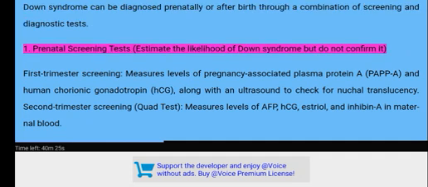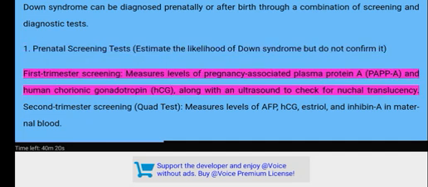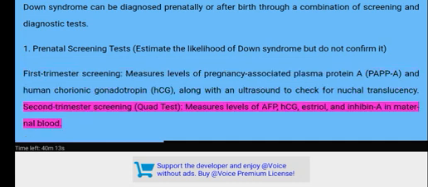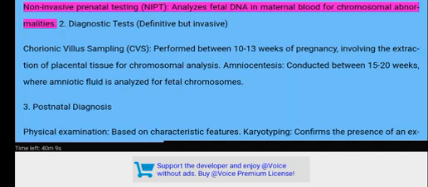1. Prenatal screening tests estimate the likelihood of Down syndrome but do not confirm it. First trimester screening measures levels of pregnancy-associated plasma protein A (PAPP-A) and human chorionic gonadotropin (hCG) along with an ultrasound to check for nuchal translucency. Second trimester screening quad test measures levels of AFP, hCG, estriol, and inhibin A in maternal blood. Non-invasive prenatal testing (NIPT) analyzes fetal DNA in maternal blood for chromosomal abnormalities.